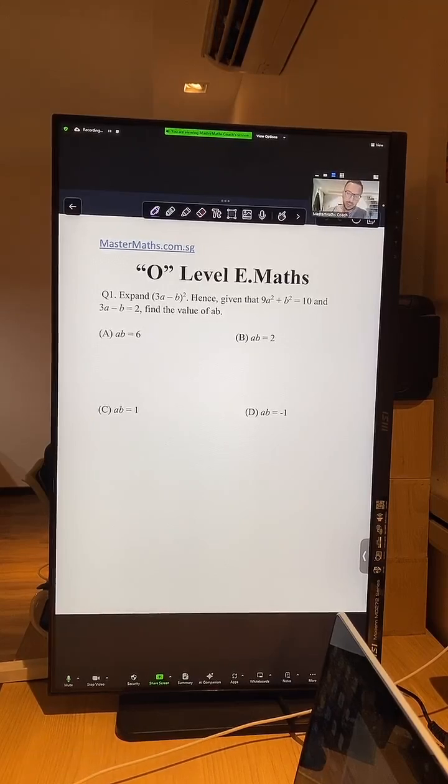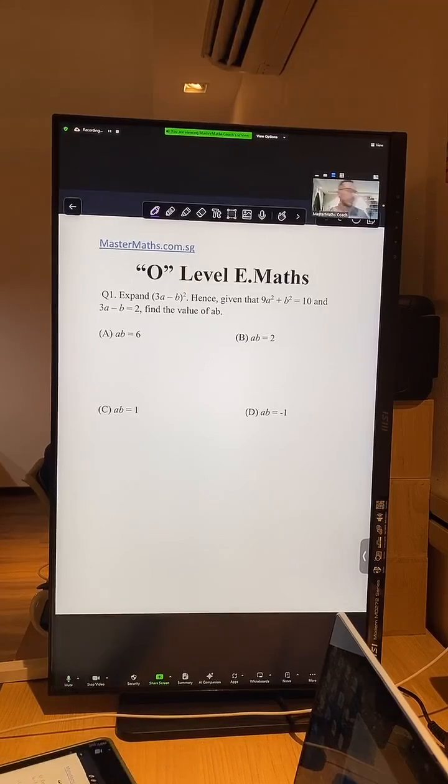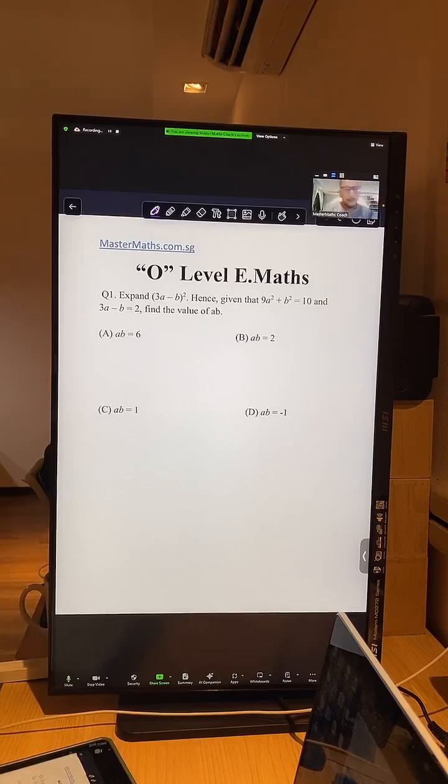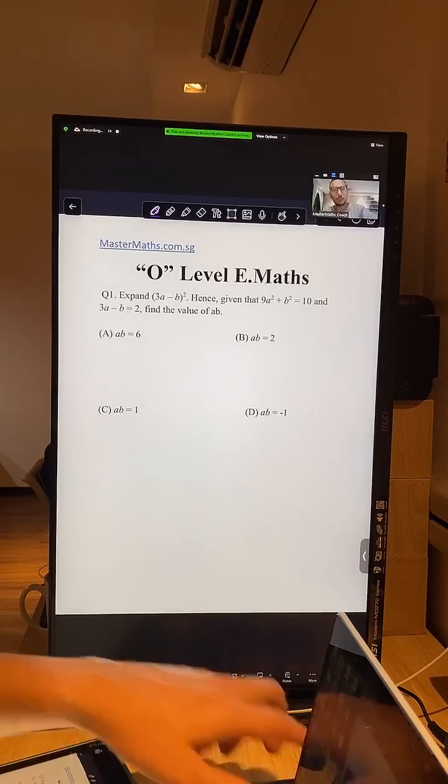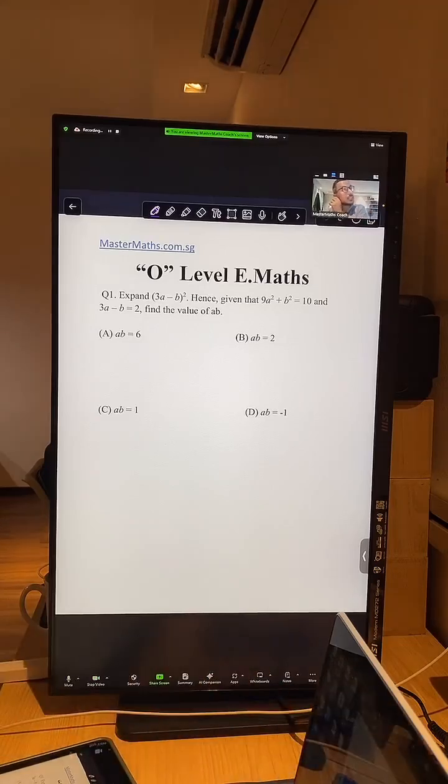Let me just check that everything's working. My pen is working, my iPad is working. Let's hope my brain is working today. Make sure you have your calculator with you, and your pencil case, your pens, your pencils, your erasers, everything you need to get through this lesson.